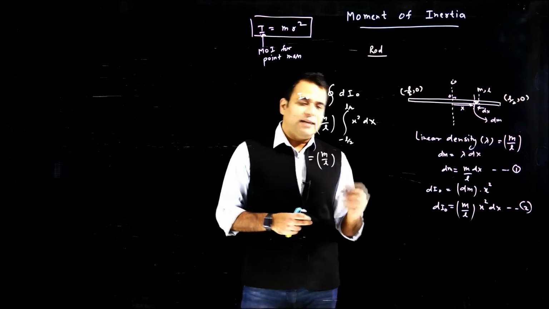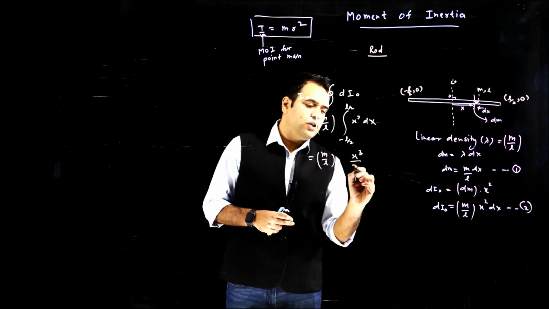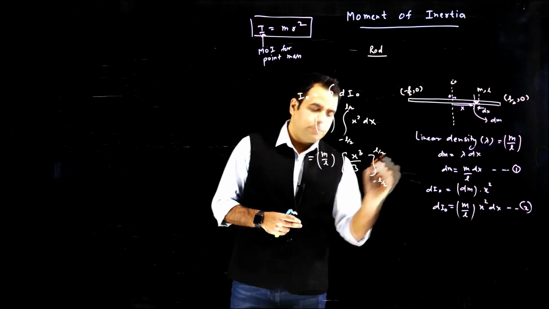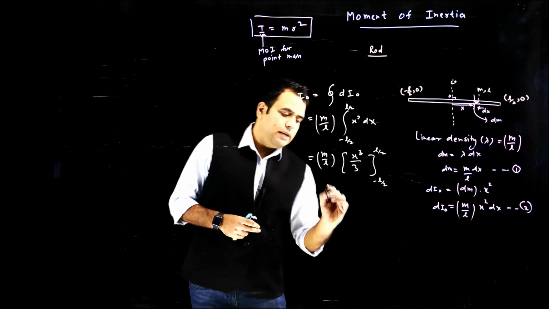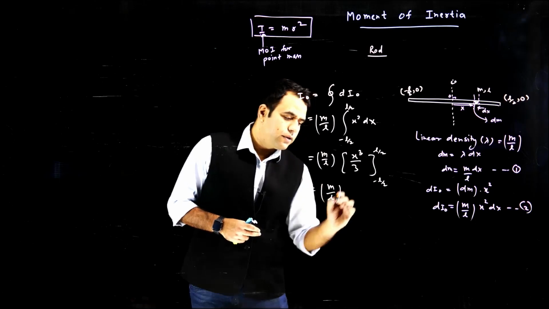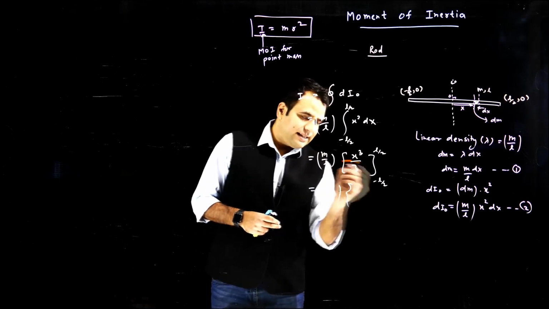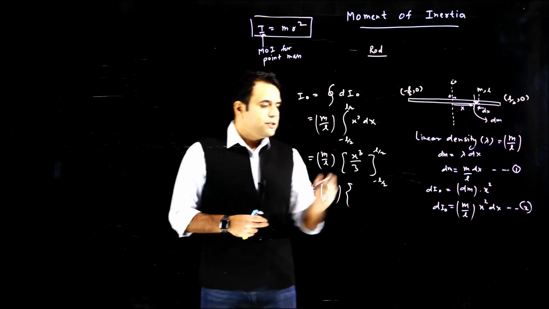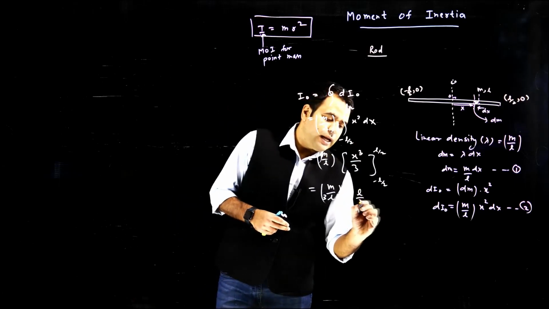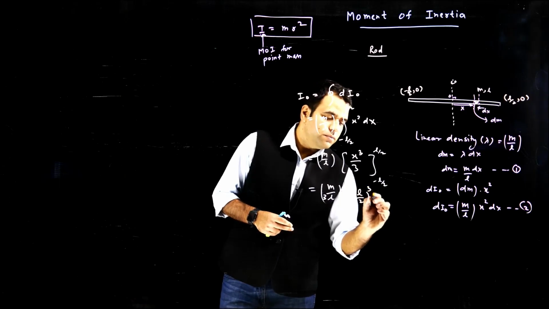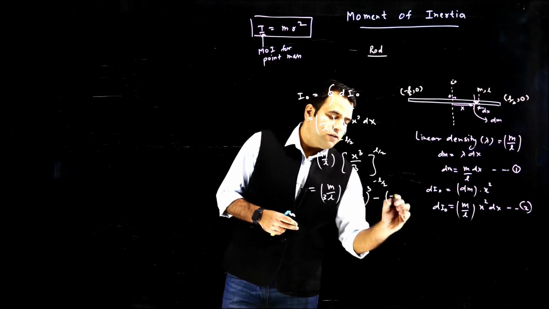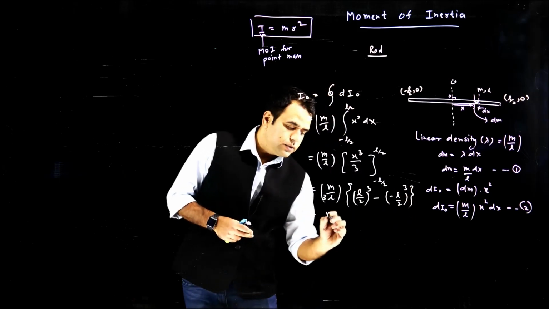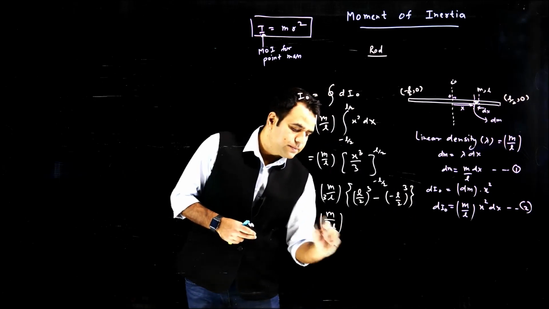So the integration of x square is x cube by 3, with limits from minus L by 2 to plus L by 2, and we will put in the limits now. Let's take the 3 out because it's a numerical value. So in place of x cube, we'll put L by 2 cubed minus the lower limit, minus L by 2, to the power cube. So it becomes m by 3L.